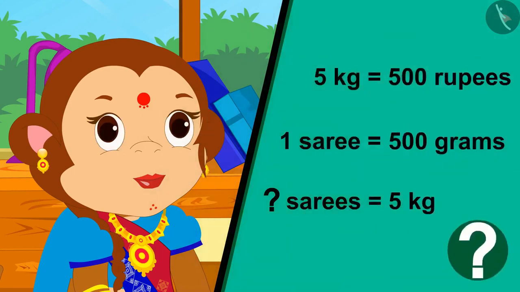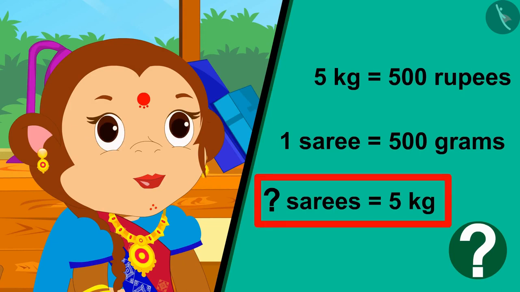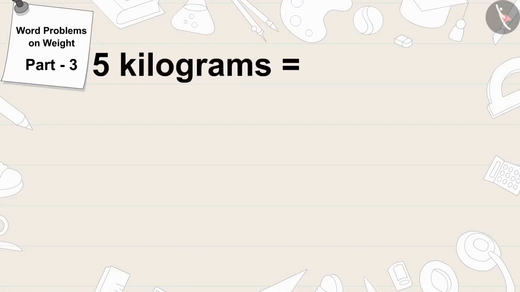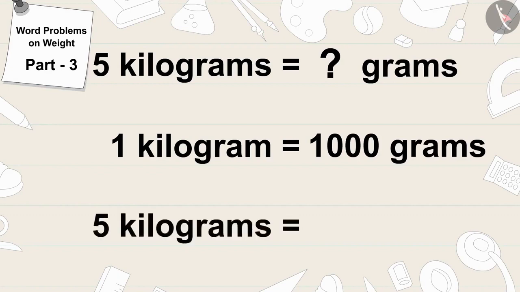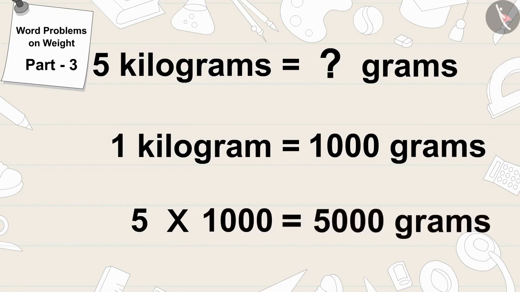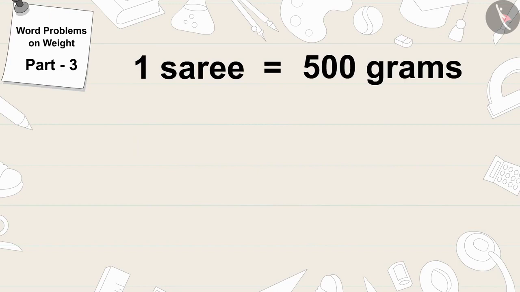Children, can you tell that if a sari of Banno weighs 500 grams, how many saris will she be able to send in a parcel of 5 kilograms? First, we will write 5 kilograms in grams. 1 kilogram is equal to 1000 grams. So, 5 kilograms, 5 times 1000 will be equal to 5000 grams. Now, Banno has a sari of 500 grams.